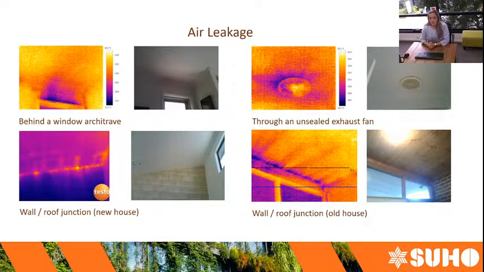These pictures, the top left is a new home, similar issue with the window architrave. The top right is an unsealed exhaust fan. That's just a fairly old, fairly standard exhaust fan in an existing home. Doesn't have a damper on it. So on the top of exhaust fans, there's like a closer that when the exhaust fan is on, it opens and the air exhausts out. And when the exhaust fan is turned off, gravity shuts the damper and stops air from moving in and out when the exhaust fan is off.